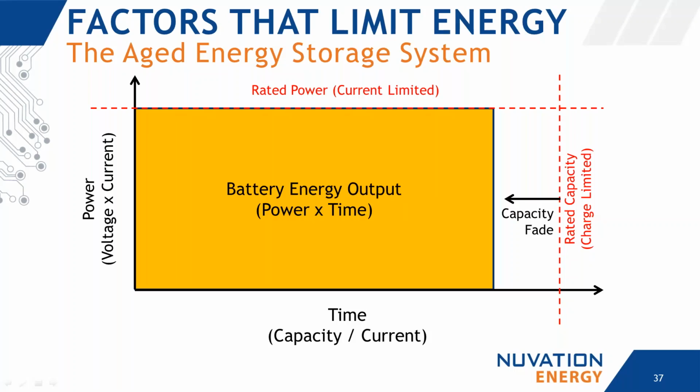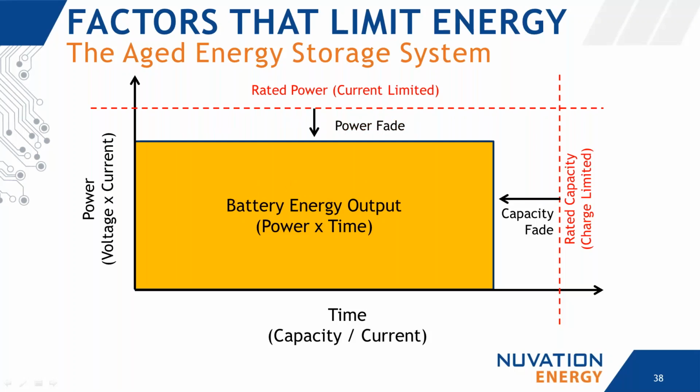What happens when this degrades? Well, one of the first things you'll notice likely is capacity fade. The battery just won't last as long. You can't store as much charge in it. But there's actually a more subtle but still important effect that happens as well, and that's called power fade.